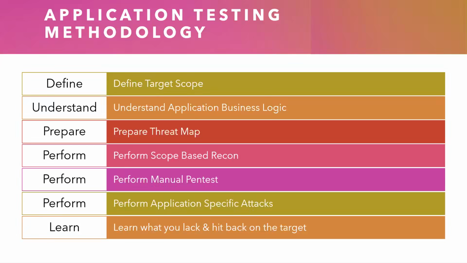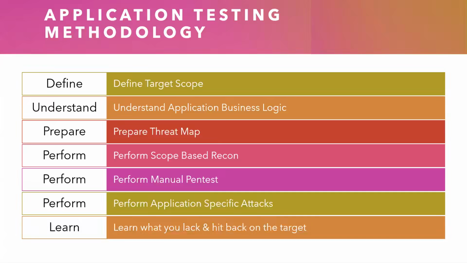Try to create a threat map in the third step. Based on the various functionalities, try to create a threat map. Okay, there is a functionality of refund. Can I abuse it? If yes, then what are the possible theoretical ways to abuse that? We will look at the threat map in the next section. Further, perform scope-based recon, which we will look at briefly in the next section.